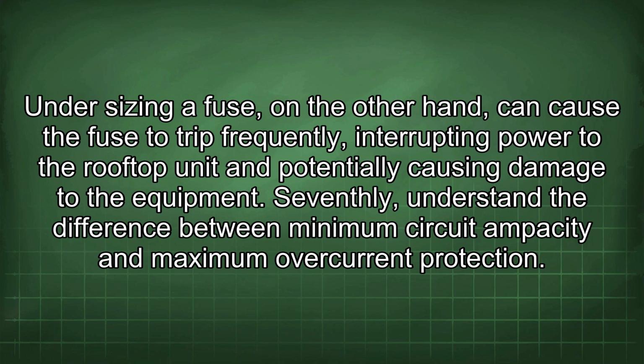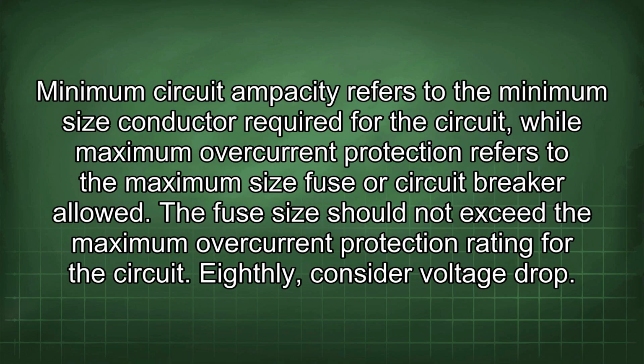Seventhly, understand the difference between minimum circuit ampacity and maximum overcurrent protection. Minimum circuit ampacity refers to the minimum size conductor required for the circuit, while maximum overcurrent protection refers to the maximum size fuse or circuit breaker allowed. The fuse size should not exceed the maximum overcurrent protection rating for the circuit.